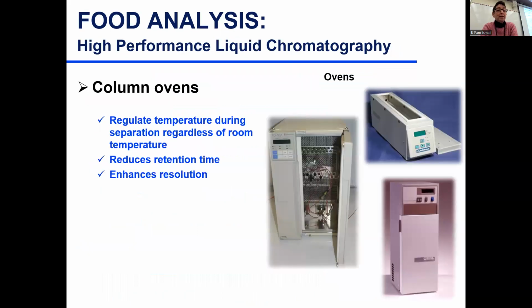I have 5 minutes. Ovens. Okay. We also saw ovens in the HPLC lab, and we talked about the importance of regulating the temperature and having constant temperature. Why is that? I say here, reduce retention time, enhances resolution. What happens if we just run without an oven? Like we put the column in the environment and then we're running our samples. What could go wrong?